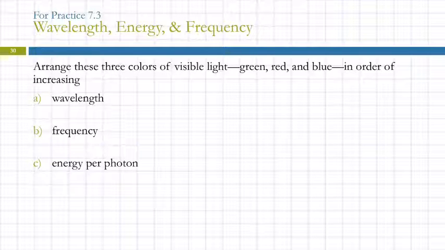You do need to be able to do something like this. Arrange 3 colors of visible light. Here we're looking at green, red, and blue. In order of increasing wavelength, increasing frequency, increasing energy per photon.